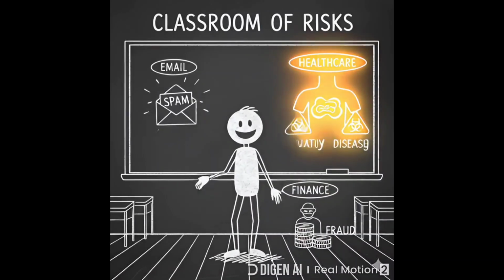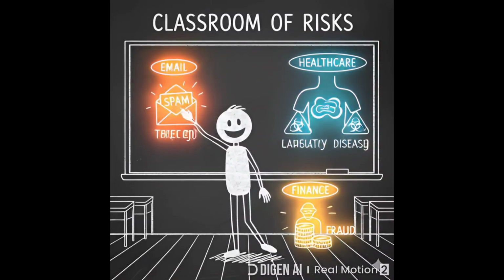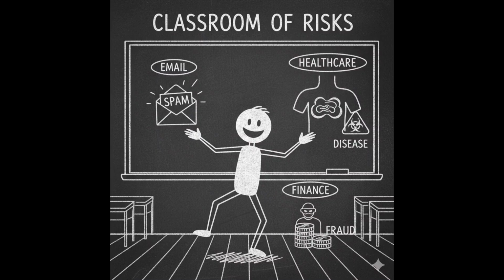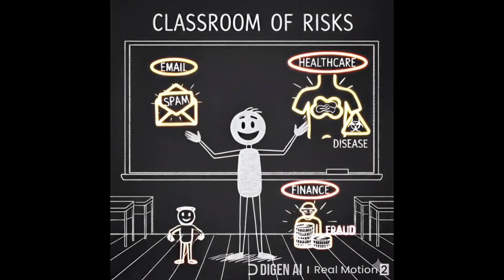Look at these icons: email, healthcare, finance. Classification is everywhere. Spam filtering, fraud detection, disease prediction, and so on. So it's not just animals, it's all around us.